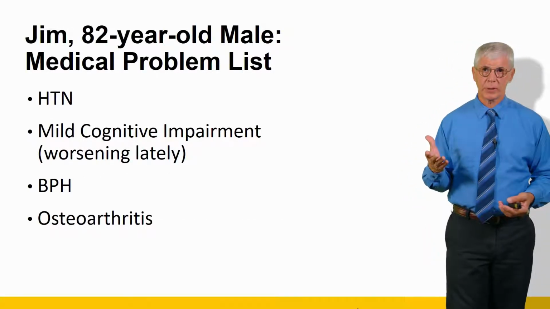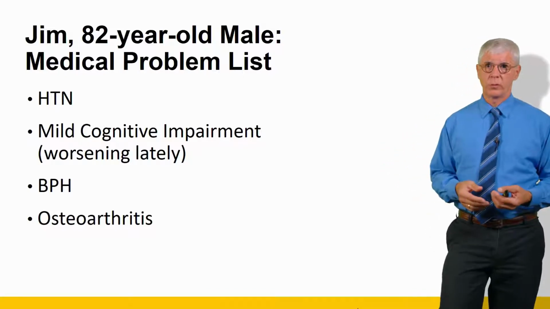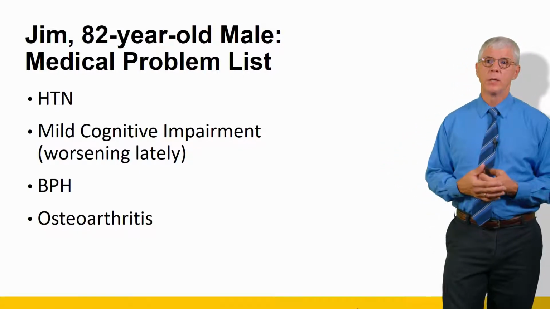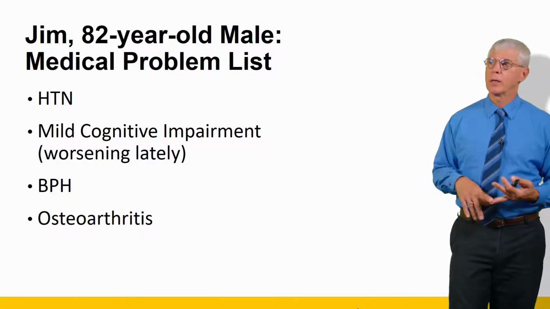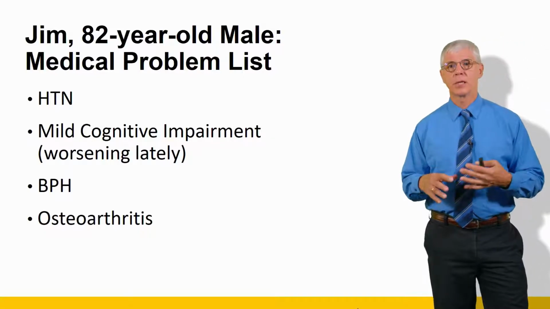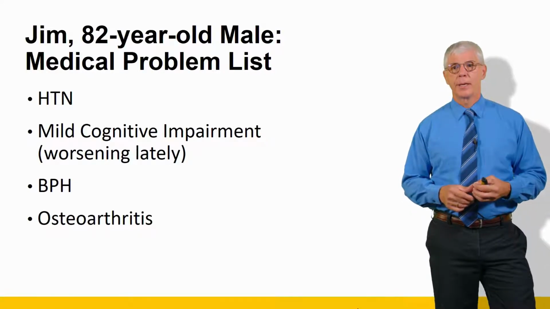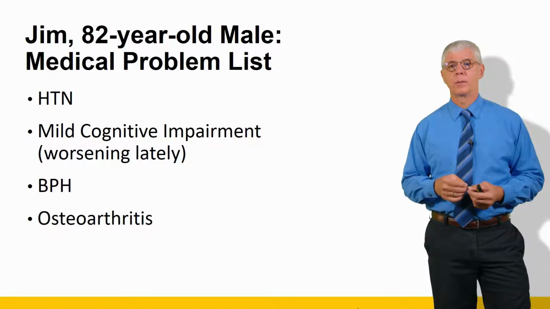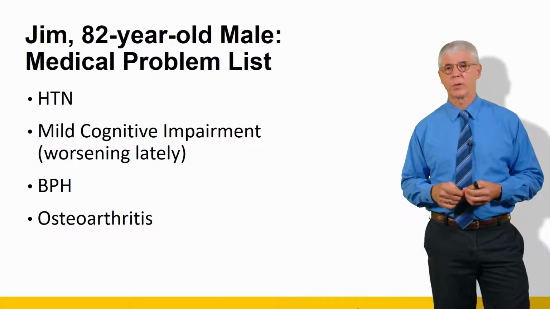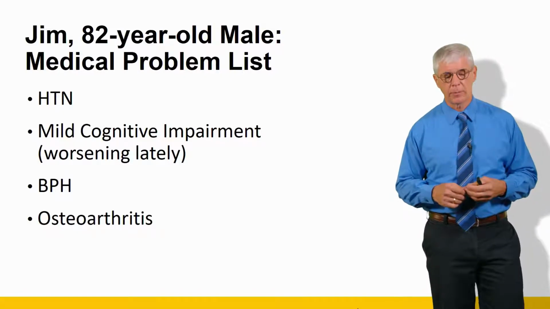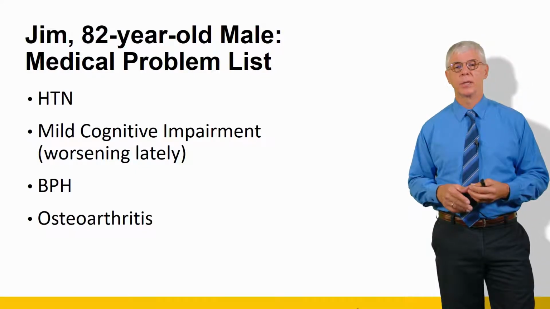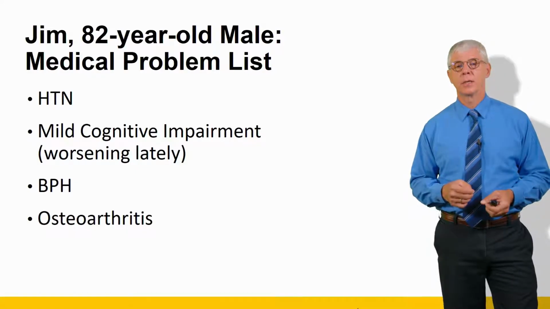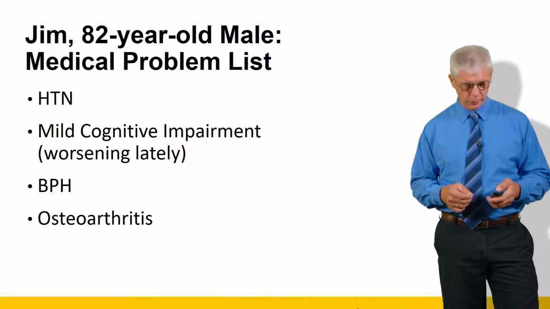So let's first talk about Jim. Jim's an 82-year-old male, relatively short medical problem list. He has hypertension. He has mild cognitive impairment. It's been getting worse lately. I'm not sure what's going on there. And he has BPH and osteoarthritis, so benign prostatic hypertrophy, which many older gentlemen will have, which certainly causes a lot of morbidity as far as being able to pass urine.